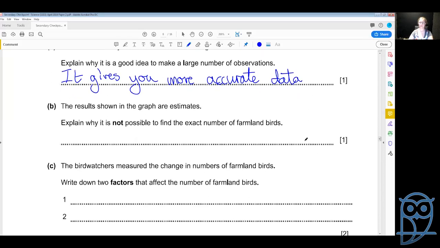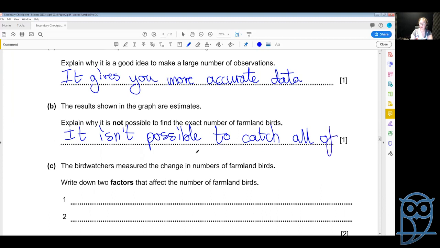Okay, the results in the shown graph are estimates. Explain why it is not possible to find the exact number of farmland birds. It isn't possible to catch all of the birds and count them.